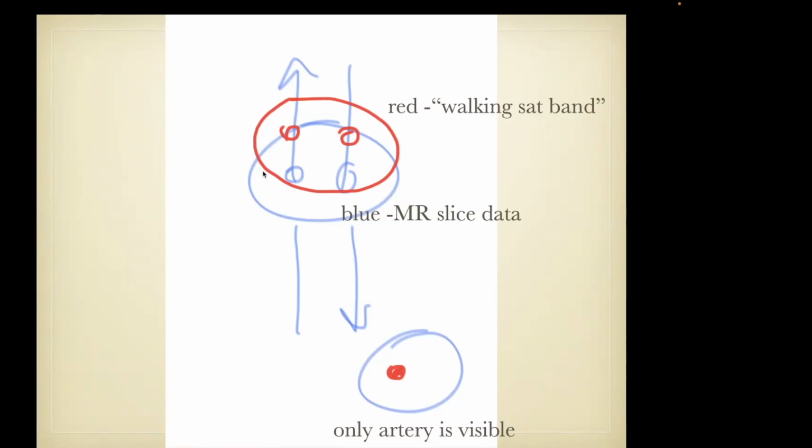And if the blue is our acquisition slice, by putting a paired suppression slice above the acquisition slice, we can suppress the flow coming from the veins going from the top to bottom, and in that way only see signal from the arteries, whether that's vertebral or carotid, on the acquisition slice.